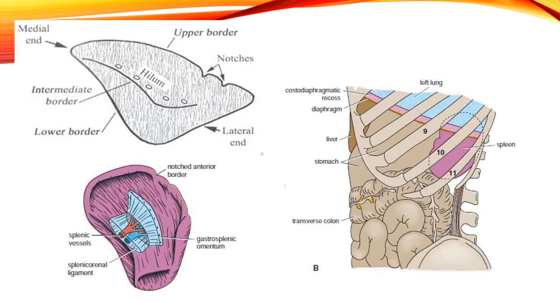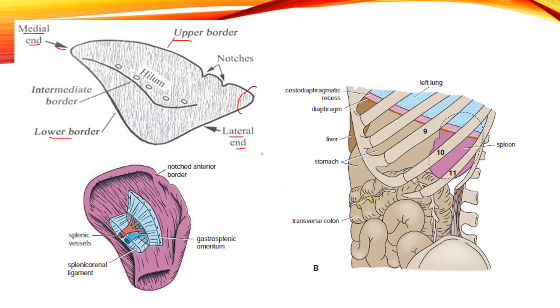In this diagram you can see that we have the medial end and the lateral end. The medial end, as we have said, is also the posterior end, and the lateral end is also the anterior end. We have the upper or the superior border and the lower border over here. The upper border, near the place where it meets the anterior end, presents with characteristic notching.